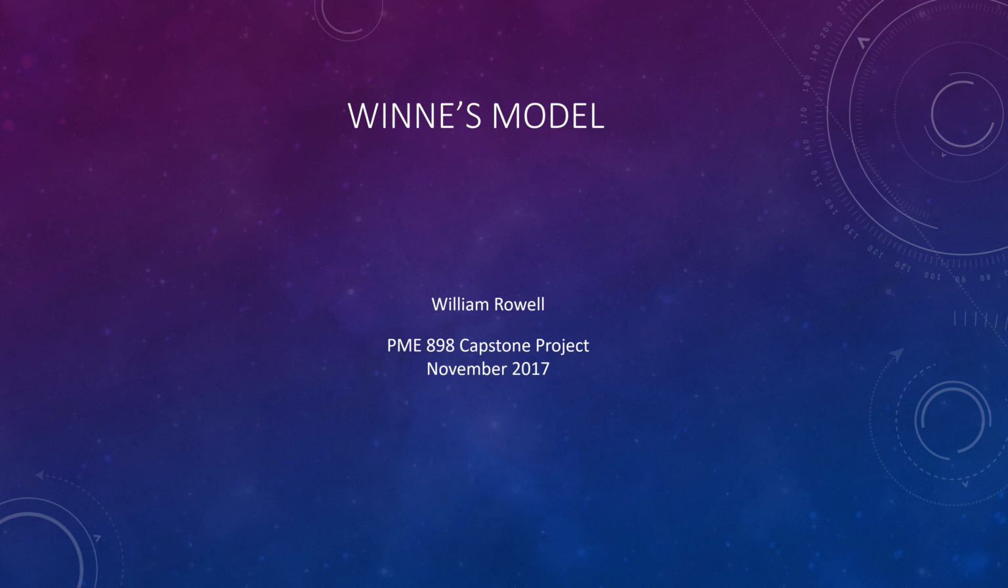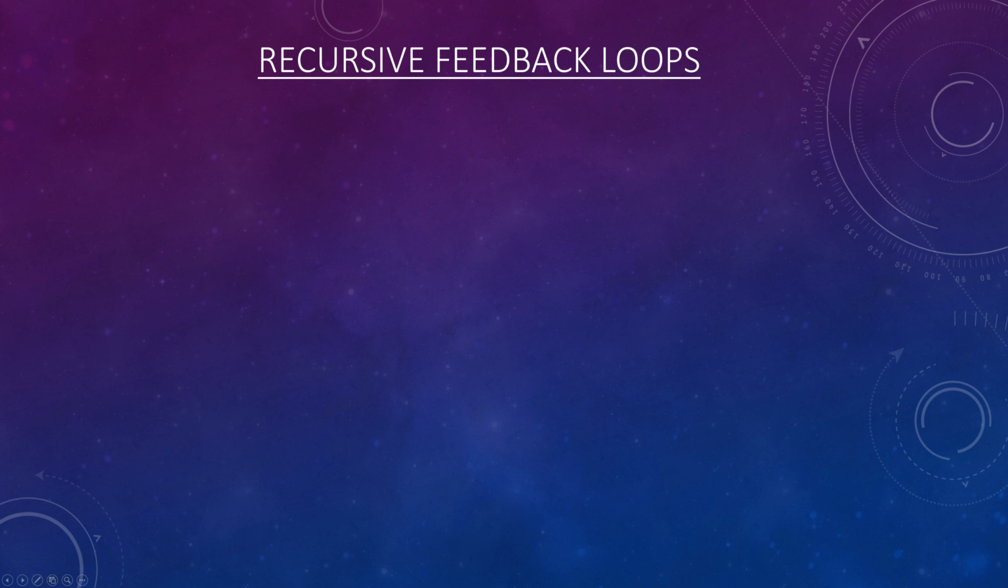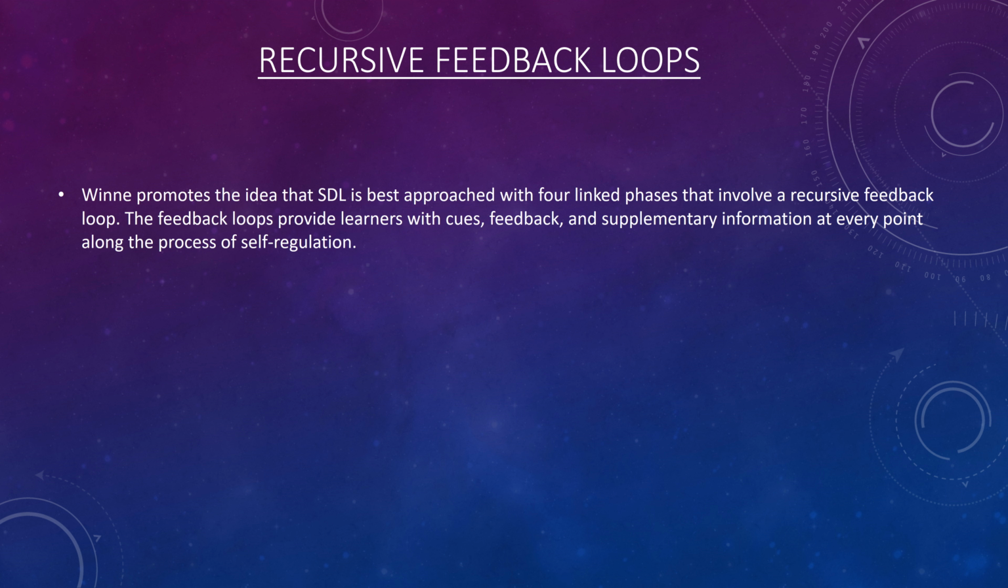Exploring Winne's model. Winne's model is centered around the idea of recursive feedback loops. He promotes the idea that self-directed learning is best approached with 4 linked phases that involve a recursive feedback loop. The feedback loops provide learners with cues, feedback, and supplementary information at every point along the process of self-regulation.